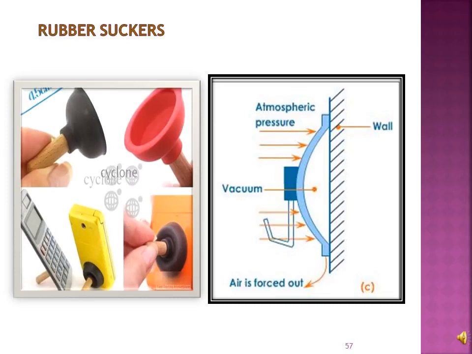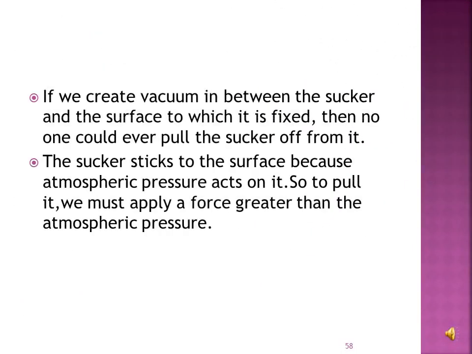To pull the sucker off the surface, we have to apply a force which is large enough to overcome the atmospheric pressure. Do you get an idea of the magnitude of atmospheric pressure now? It is quite large. If we create a vacuum between the sucker and the surface to which it is fixed, then no one could ever pull the sucker off from it. The sucker sticks to the surface because atmospheric pressure acts on it, so to pull it we must apply a force greater than the atmospheric pressure.